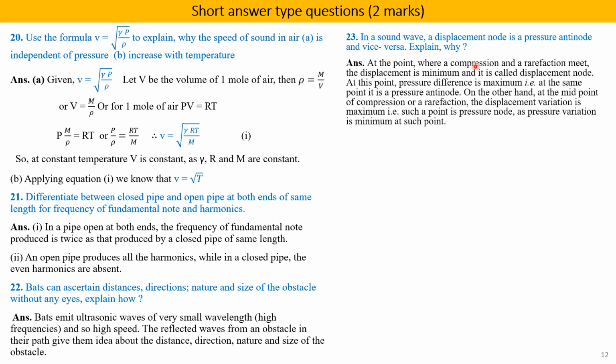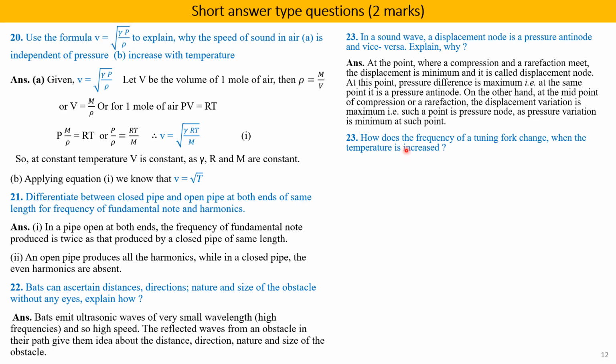Next question. In a sound wave, the displacement node is a pressure antinode and vice versa. Explain why. At the point where compression and rarefaction meet, the displacement is minimum and is called a displacement node. At this point, pressure difference is maximum. That is, at the same point, it is the pressure antinode. On the other hand, at the midpoint of compression and rarefaction, the displacement variation is maximum. Such a point is a pressure node, as pressure variation is minimum at such a point.